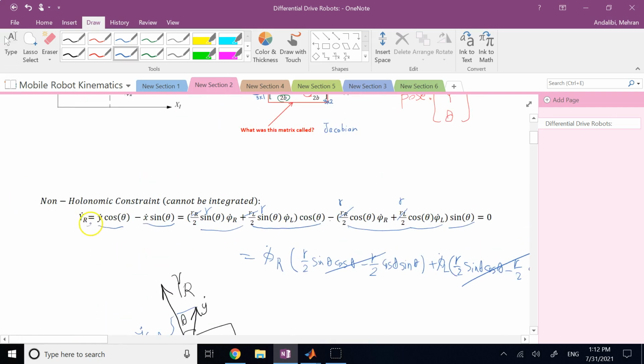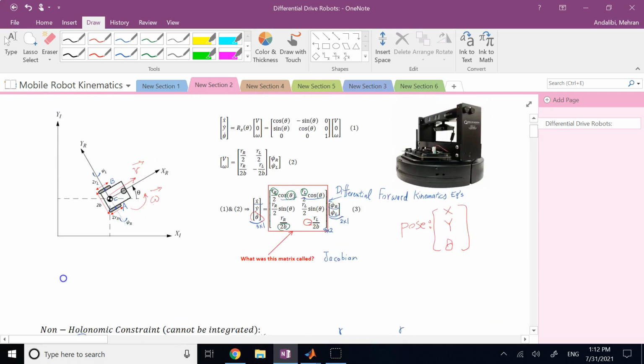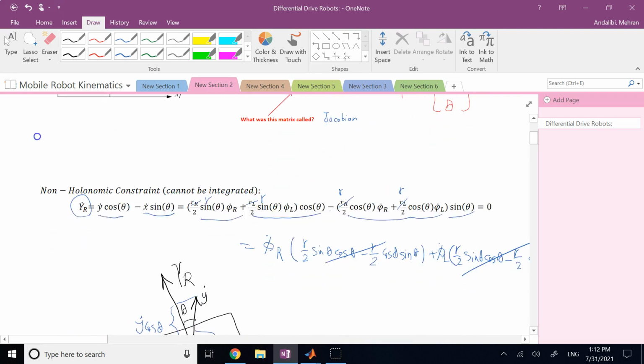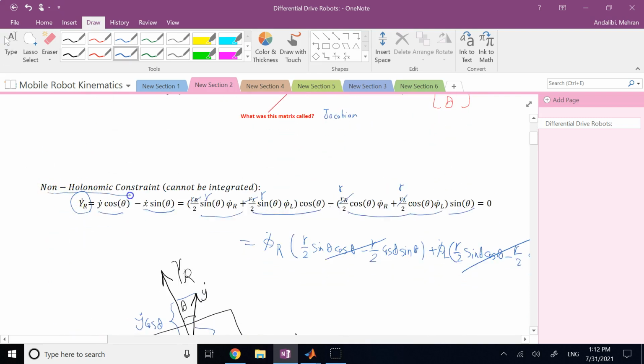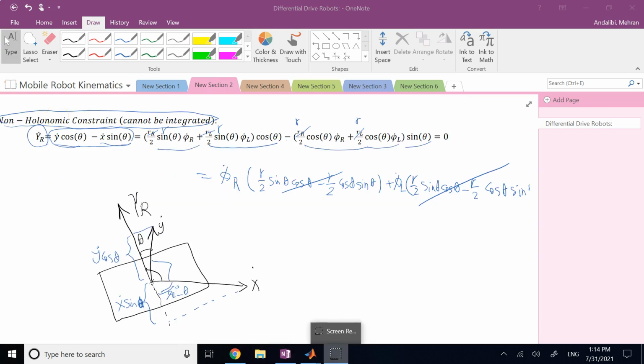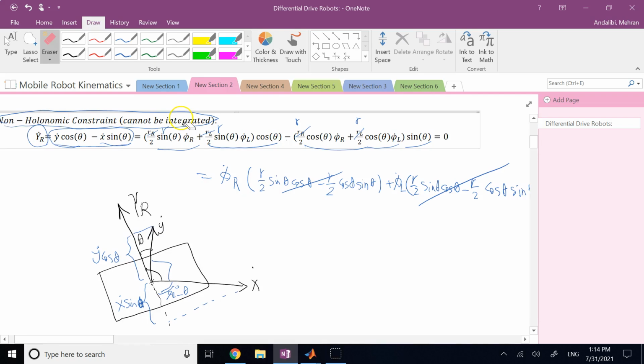So it means in the y dot r direction, there is no change, there is no velocity. So this differential drive can never move sideways. And we call it a non-holonomic constraint. Why is that? Or what is that? It means it cannot be integrated.